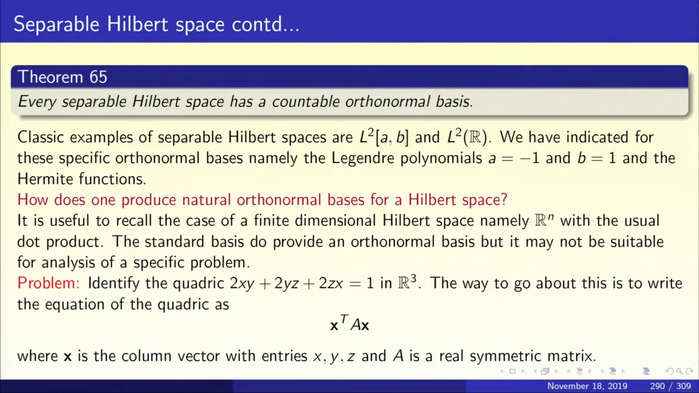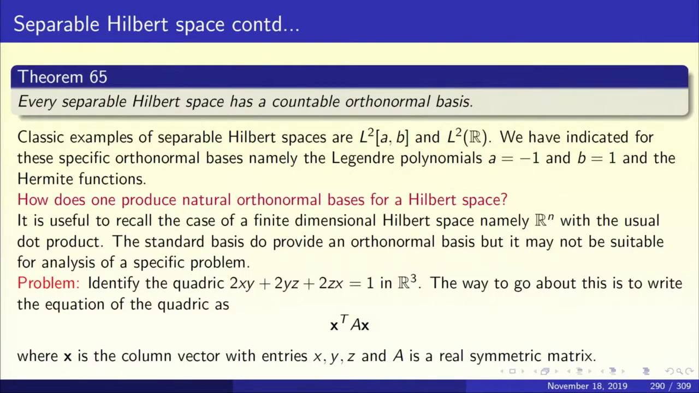Now let us raise this question: how does one produce natural orthonormal bases for a given Hilbert space? One way is to begin with a finite dimensional setup. So when you want to answer a question like this, always go back to the finite dimensional setting and let us see what it says. Let us see what it says for Rn. Finite dimensional real Hilbert space is Rn with the usual dot product. The standard basis e1 cap, e2 cap, etc., en cap, is an orthonormal basis for Rn.